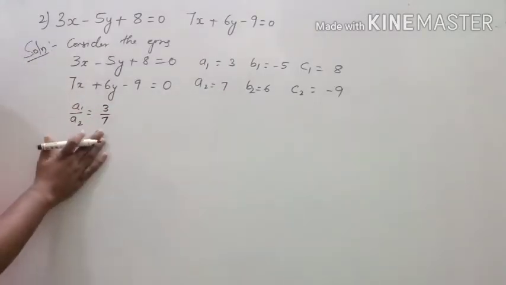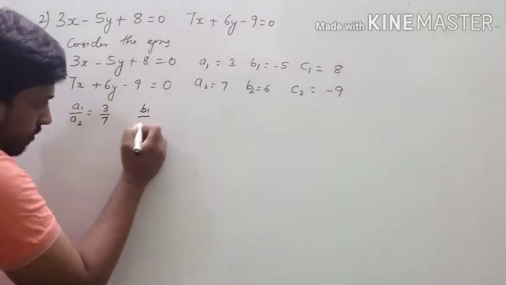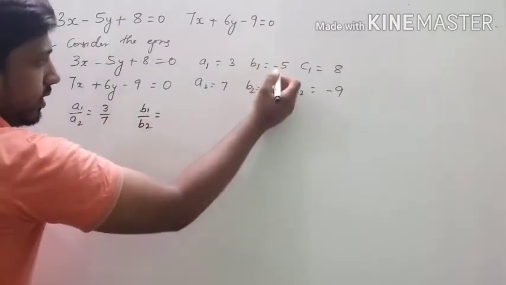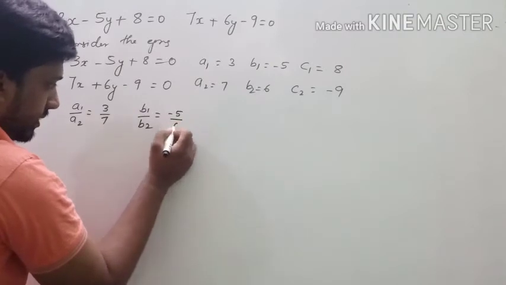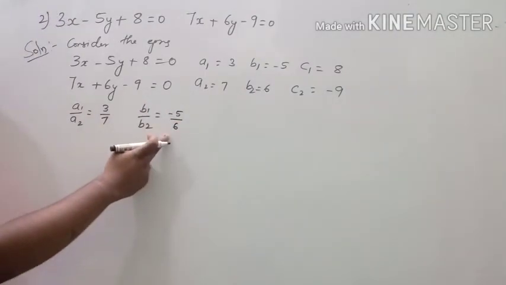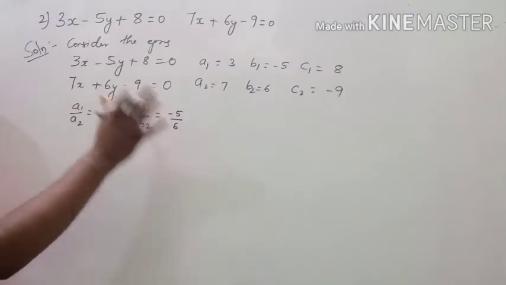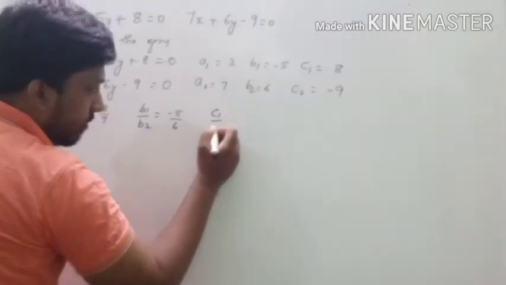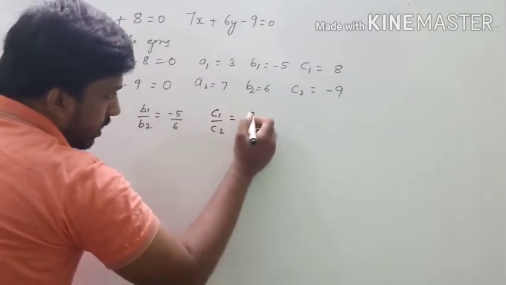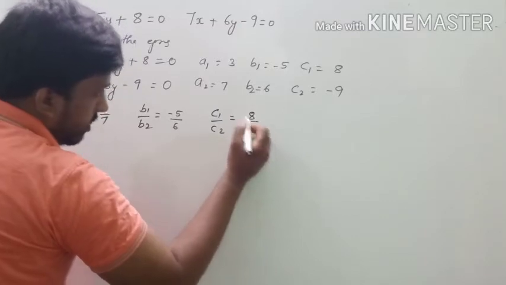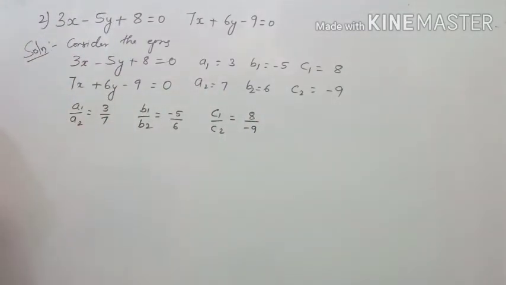It is in the simplest form itself. So B1 by B2. What is B1? Minus 5 by 6. I cannot further simplify this also. It is in the simplest form. C1 by C2. So 8 by minus 9. This is also in the simplest form.